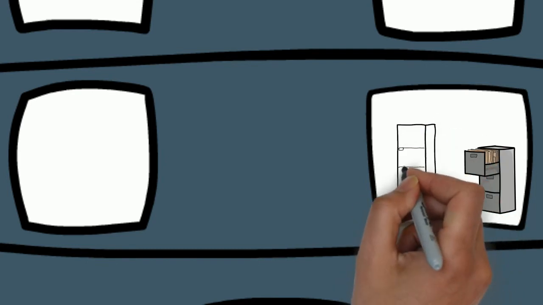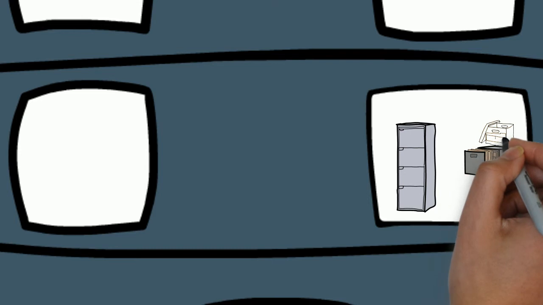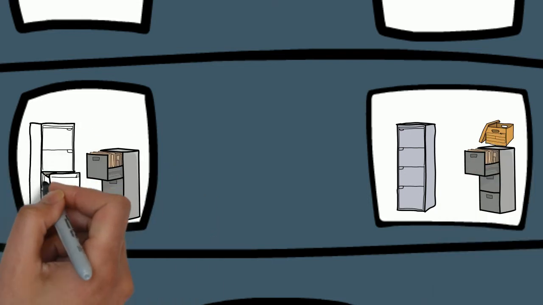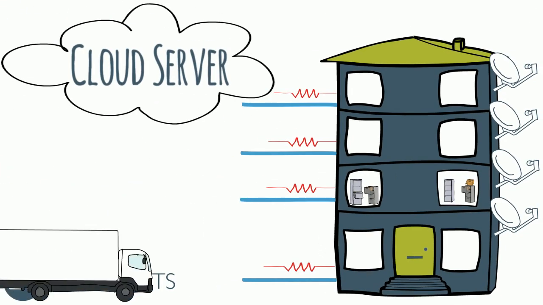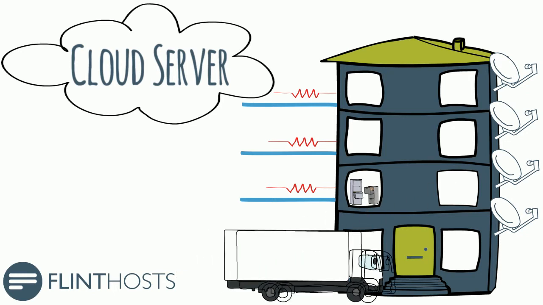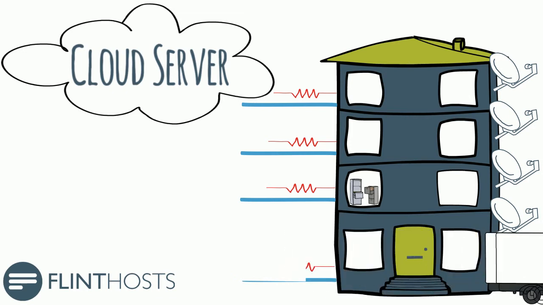This provides stability and resilience. Even better, with a Flint Hosts cloud server, you only need to pay for what you need right now. If you find your needs increasing, it's simple to add extra space, RAM, or CPU processing power. Likewise, if you find your requirements are no longer as demanding, you can scale back your size to suit, so you never have to pay for resources that you don't need.